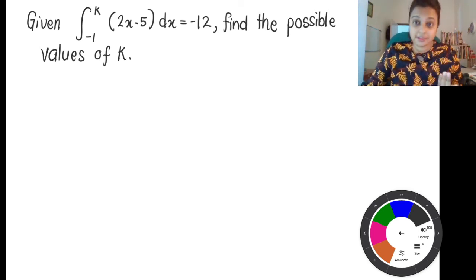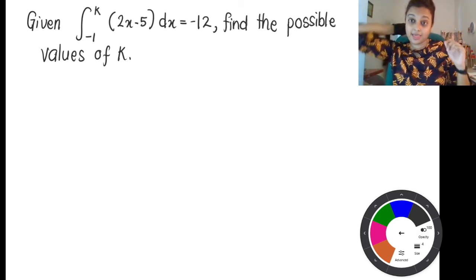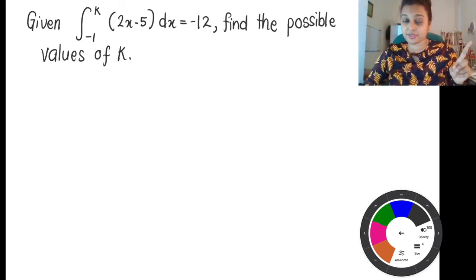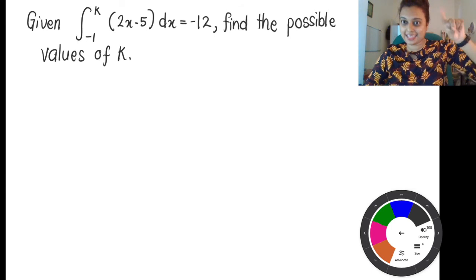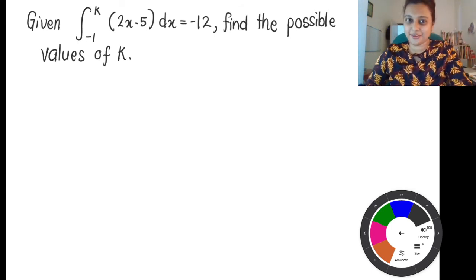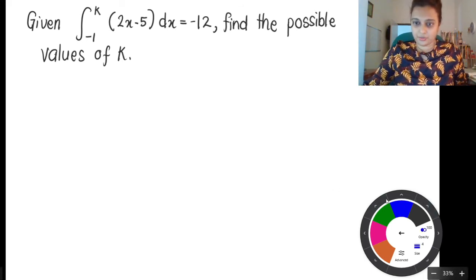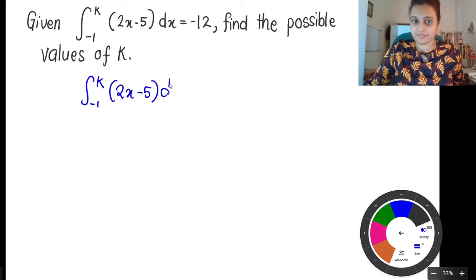This one is a little bit different because here we are finding the values of k, and if you realize, the difference for this question is the value of k is at the upper limit. It's not like the normal k that we are finding. So first step, we write this. I'm going to write this equation first. That means integration from -1 to k of 2x minus 5 dx, we must get -12.